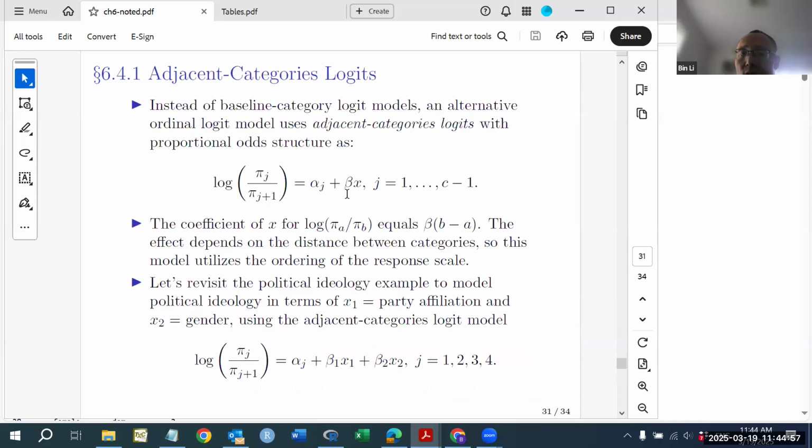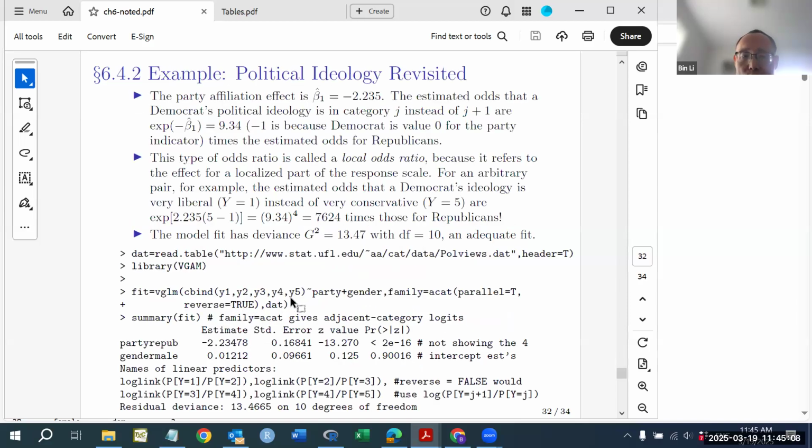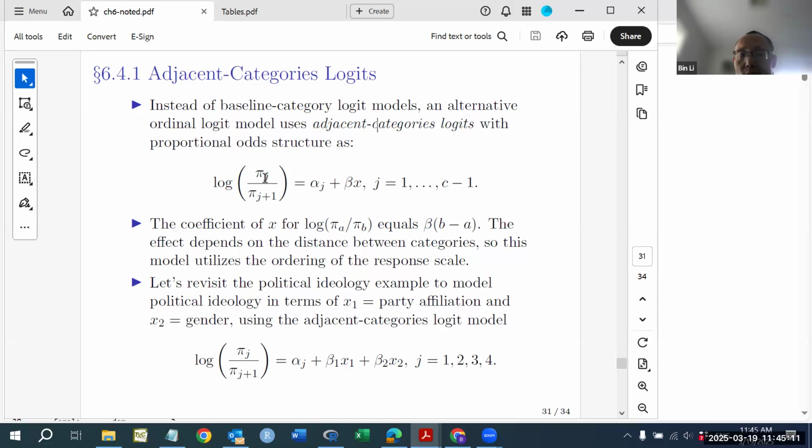The parallel is true means that we assume the proportional odds. Okay, and reverse is true. That means it's j over j plus 1. And you can do it the other way, like j plus 1 over j. That's fine, that's different. So just specify the directions that we used for the adjacent categories.